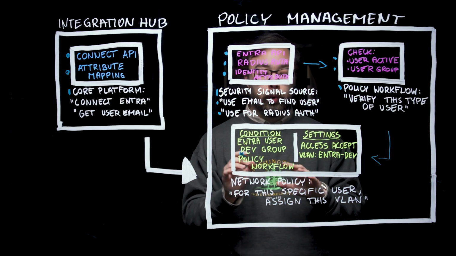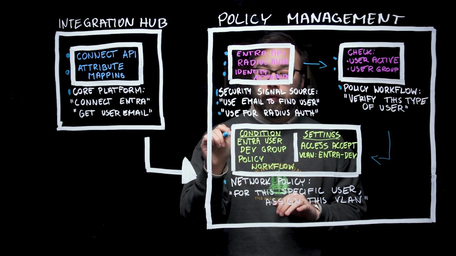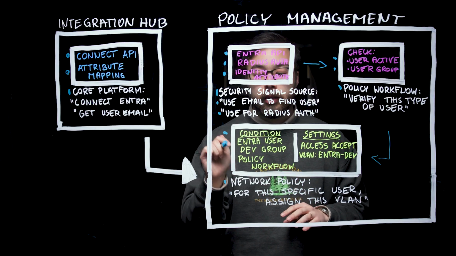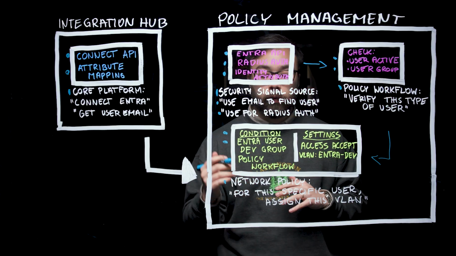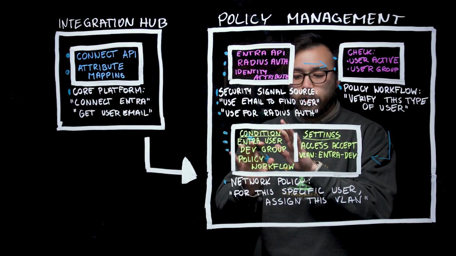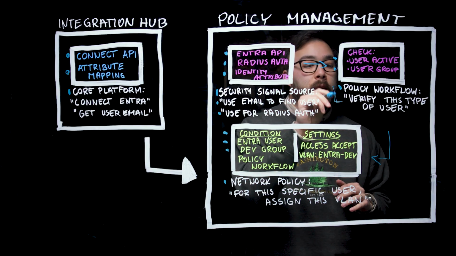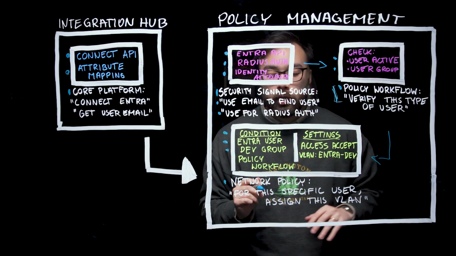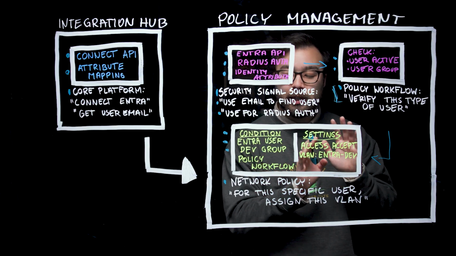And so what we're going to configure in our network policy is, first, we're going to start off with a condition. So our condition is going to be, it needs to be an Entra user, so it needs to be this certain policy workflow, and it needs to be a dev group. Even though we know that that's the condition, what you set up in SecureW2 is just going to say, hey, check to make sure that this policy workflow applies to the person that's asking to get in the network.